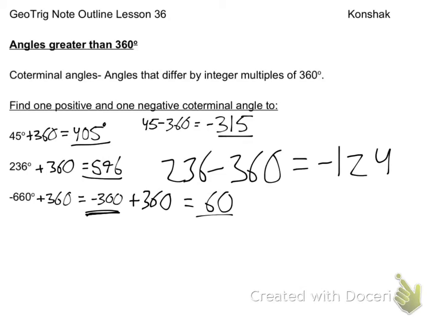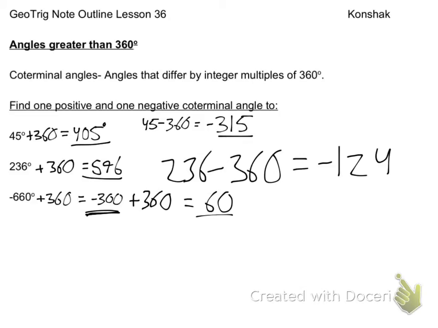Mr. Konchak, why is this even relevant? Why do I care? What we're going to do today is go back into lesson 24, 25, or 26, where we took trig functions and added them together. We're going to do that today, but our angles are not necessarily going to be between 0 and 360. They're going to be negative angles, or angles that are larger or smaller than those. So we need to fix it.